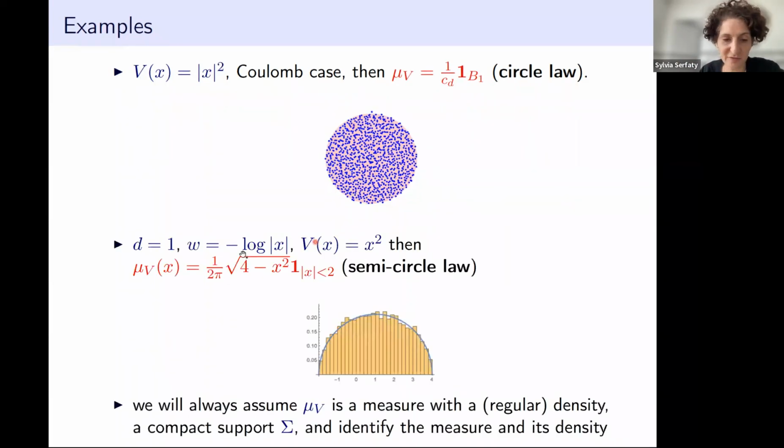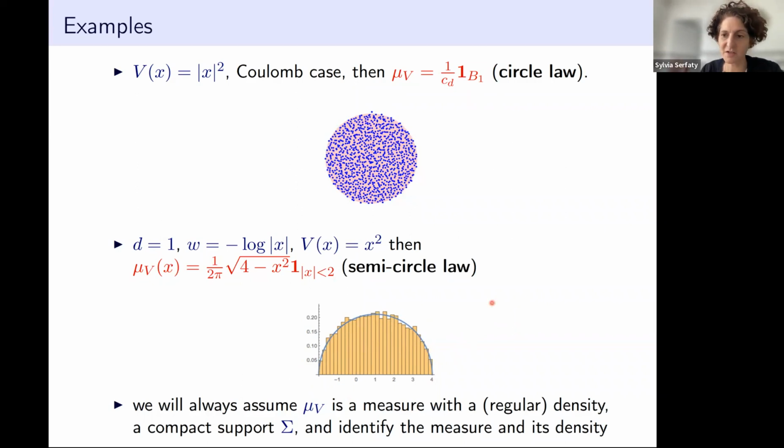There's another one that's very famous also in random matrix theory, which is the equilibrium measure for the logarithmic interaction in 1D, and also with quadratic confinement. Then the equilibrium measure density has this form, which is the graph of a semicircle. So it's called the semicircle law of Wigner. And you see here a histogram of eigenvalues of random matrices with symmetry, which distribute themselves seemingly according to this semicircle law.